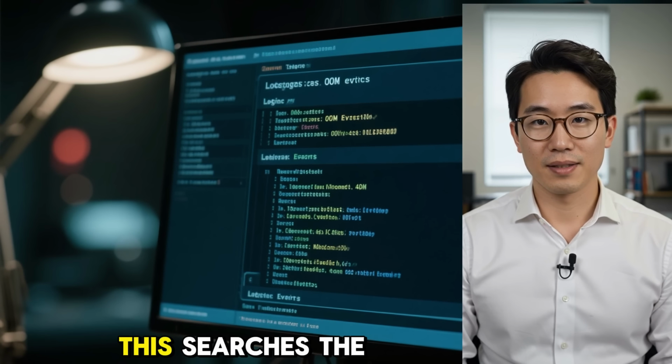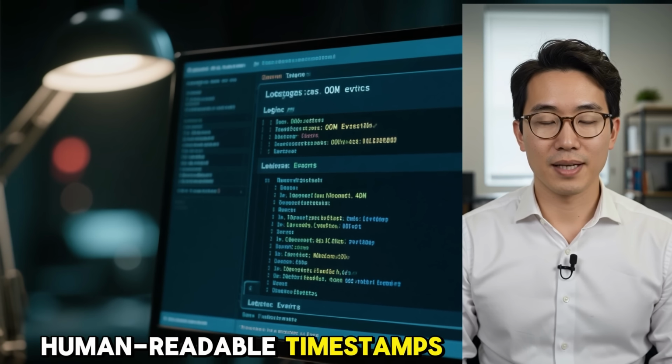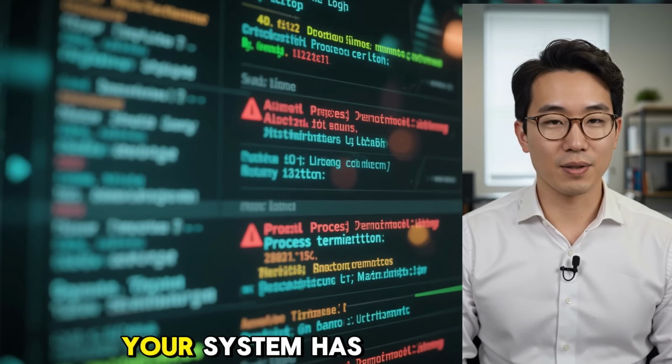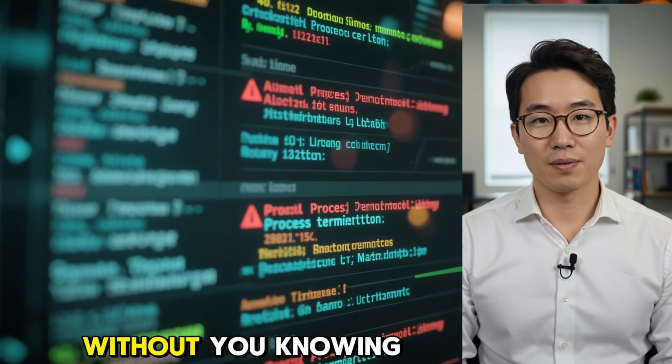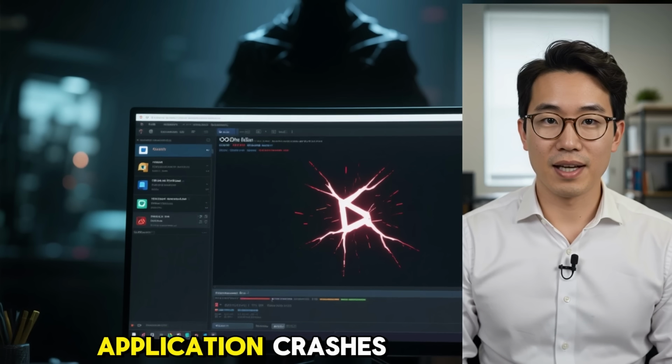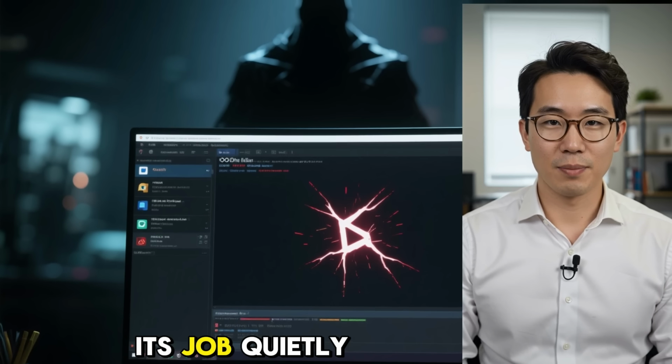This searches the kernel ring buffer for any logged OOM kills with human readable timestamps. If you see entries here, your system has been silently killing processes, possibly for days or weeks, without you knowing. Many mysterious application crashes that look like bugs are actually the OOM killer doing its job quietly.